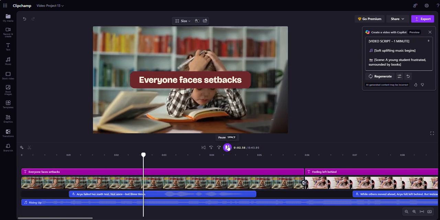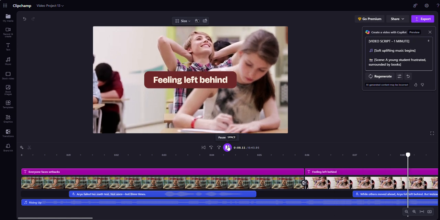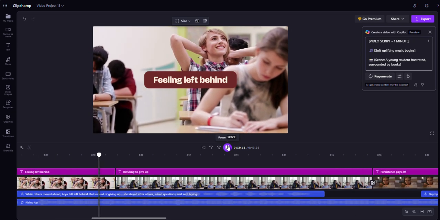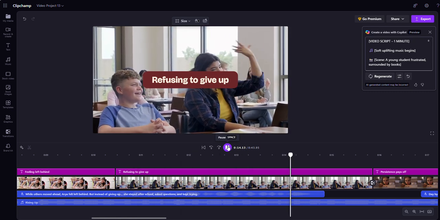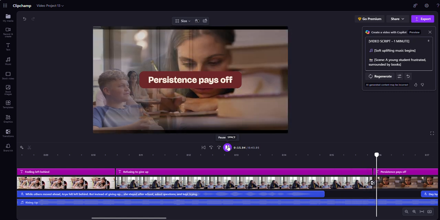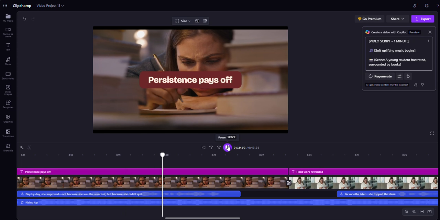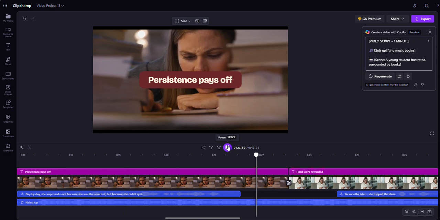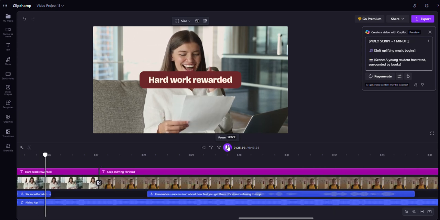Arya failed her math test, not once but 3 times. While others moved ahead, Arya felt left behind. But instead of giving up, she stayed after school, asked questions, and kept trying. Day by day, she improved, not because she was the smartest, but because she didn't quit. 6 months later, she topped the class.